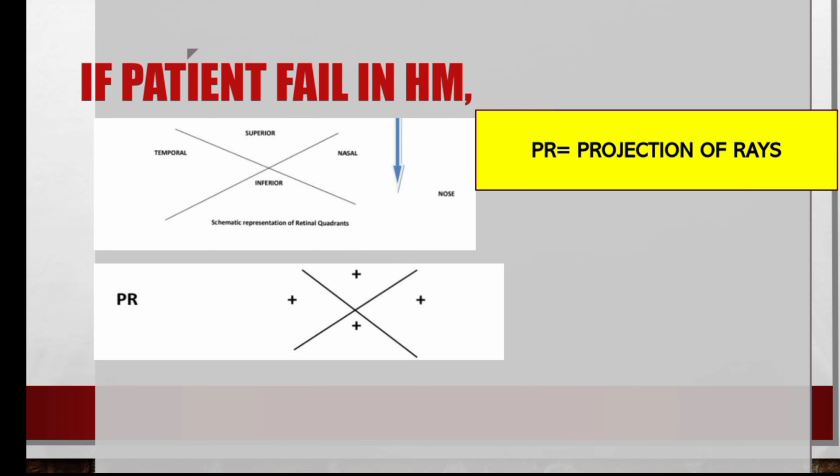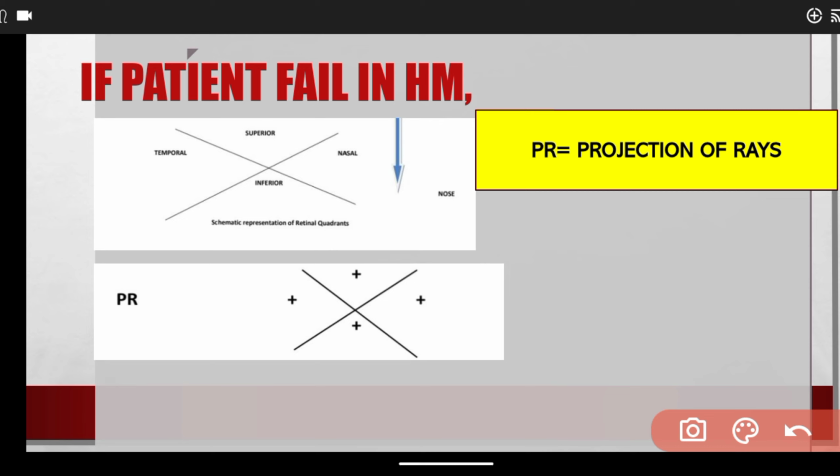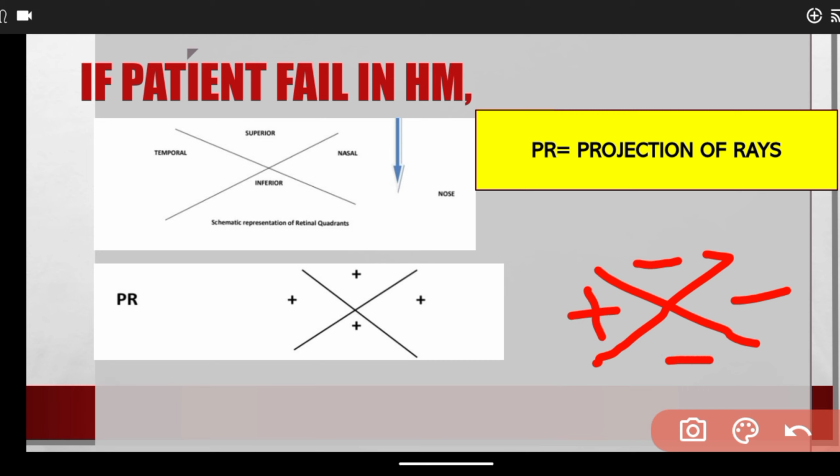If the patient can answer correctly about the direction of the light, then we record PR, and in all quadrants it is positive, meaning the patient answered correctly. But if the patient cannot answer correctly, then we record PR this way: here is negative, here is negative. If the patient answers correctly in two directions but not all, say superior and nasal are negative and the patient answers temporal and inferior correctly, then those are positive. Okay.